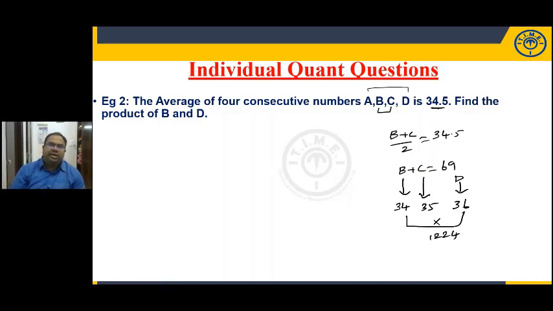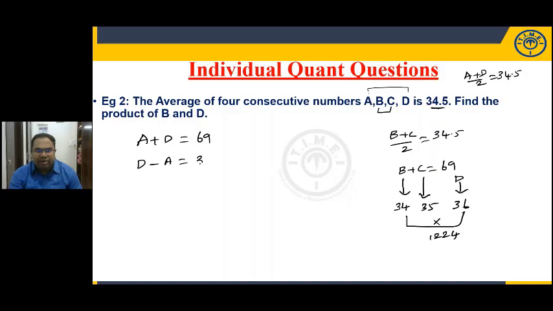If there are an even number of terms, the average is the average of the middle two numbers. Or A, B, C, D are consecutive numbers. Using the same concept, average is also first term plus last term by 2. A plus D by 2 is 34.5, so A plus D will be 69. What's the difference between D and A for consecutive numbers? D minus A will be 3, since it is increasing by 1, 1, 1. Now if I add them, A minus A cancel. 2D is equal to 72.